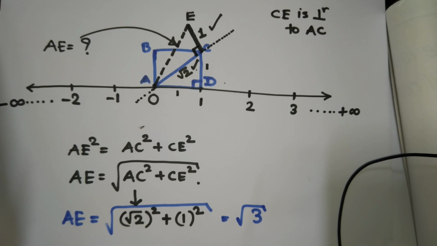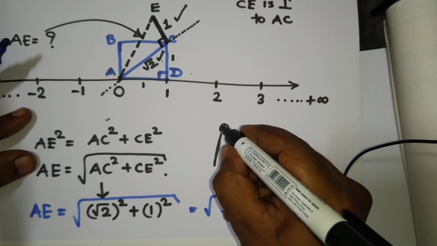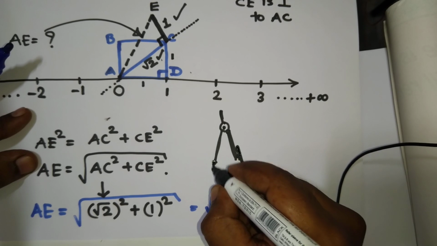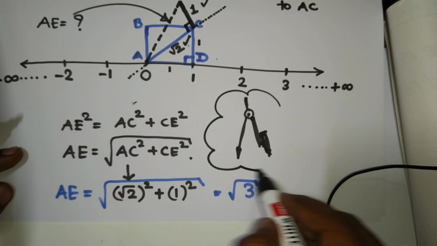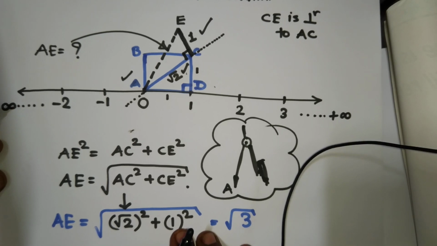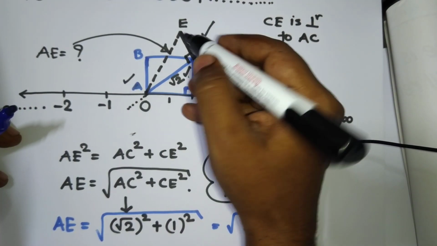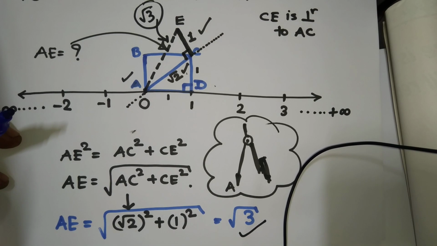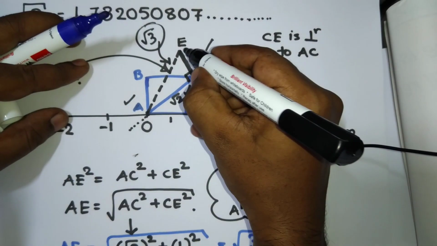Now again, what do you do? You take your same compass. Say here is your pencil and this is your needle. You fix the needle at this point A. Now the center is A and the radius is AE. This AE is square root of 3, because we found AE is equal to square root of 3. Now draw an arc with center at A and radius AE, like this.